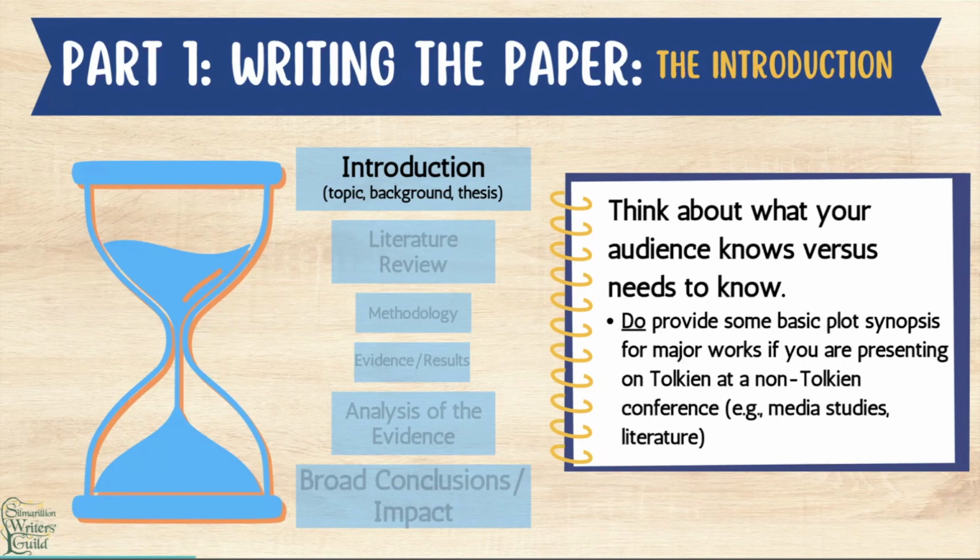If you happen to be presenting at a conference on Tolkien, but the conference itself is not a Tolkien conference, so I have presented on Tolkien, for example, at the Popular Culture Association, so it is a much broader conference than something like Tolkien at UVM or Oxenmoot, where it is a Tolkien conference, then you do need to provide some basic plot synopsis because you're going to have people in your audience who maybe have not read all of the books or read them so long ago that they don't necessarily remember what was in it. So then you do want to provide some plot synopsis.